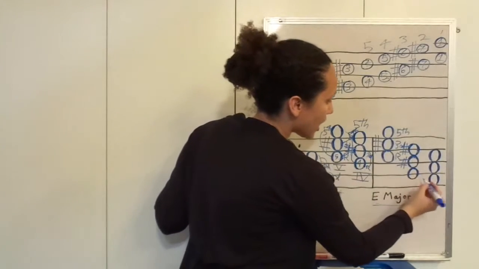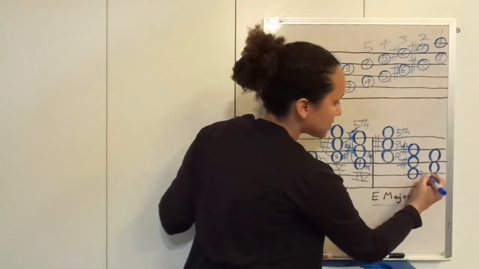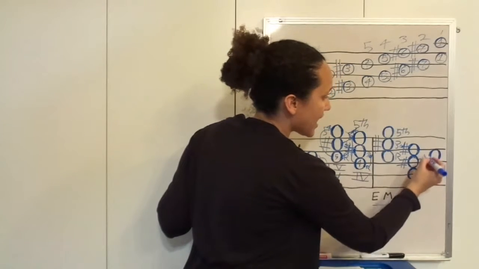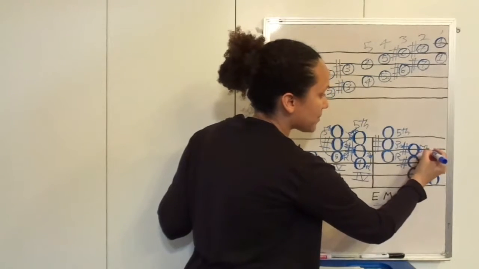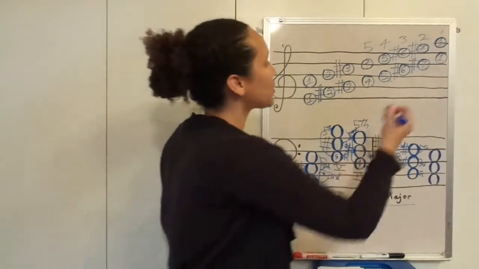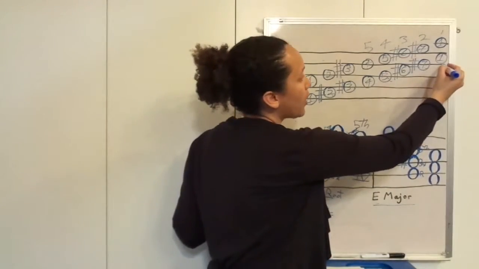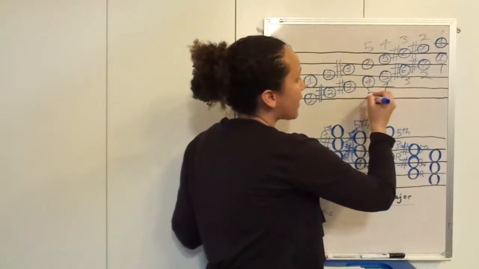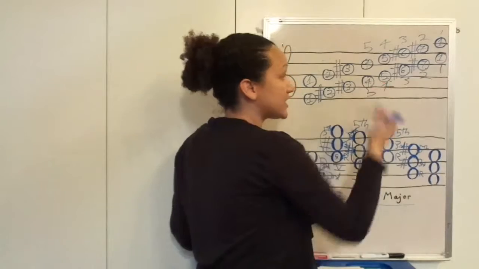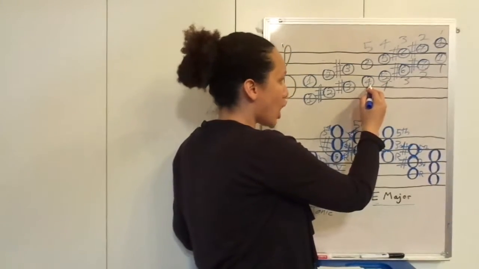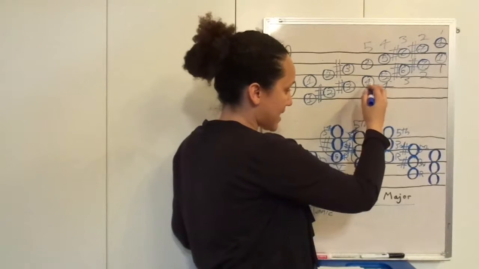So we have our root, I'm going to squeeze him in, our third skipping up to D sharp, and our fifth skipping up to F sharp. And our last chord, we're going to go below 1, 2, 3, 4, 5. So the 4 chord is a fifth below, and that gives us our subdominant. In this case, it's A major.